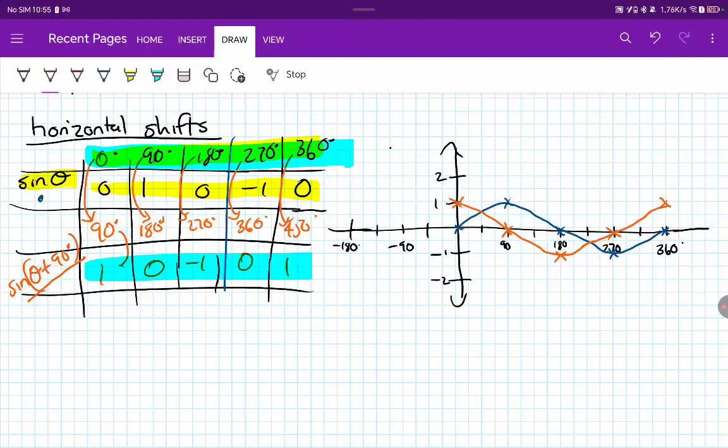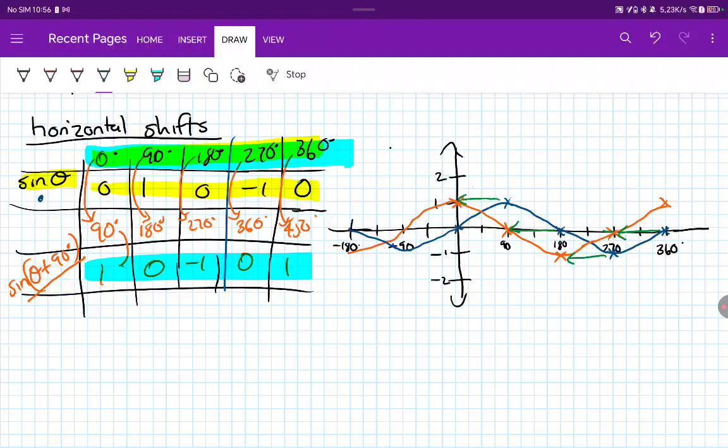If we continue the graph, that should go through there and over there. Whereas if I continue this one, it should go there and through there. So what has happened? What has happened is this has moved 90 degrees. This has moved 90 degrees. This one has moved 90 degrees. This one has moved 90 degrees.